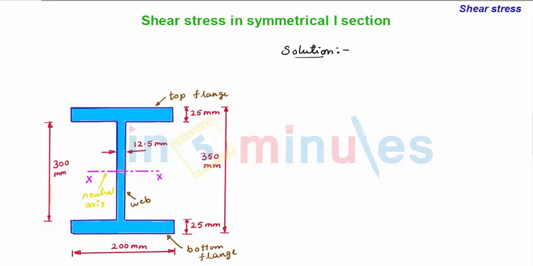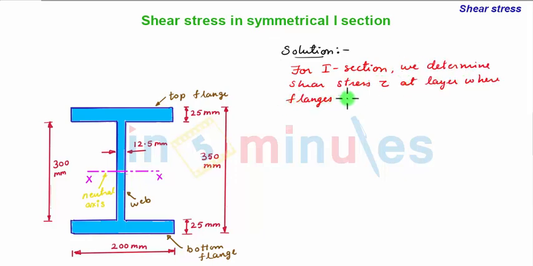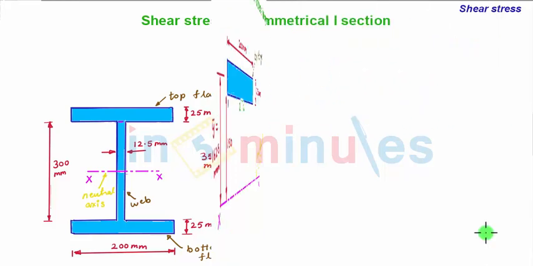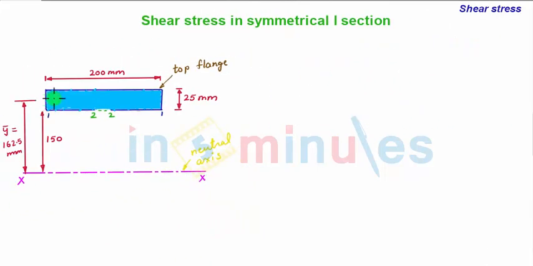So for an I section, we determine shear stress tau at the layer where flange changes to web, that is at this layer. Also we determine tau at the neutral axis where it is maximum. So now we first consider the top part of the cross section where your top flange changes to your web. So we consider the bottom part of your top flange as a layer.